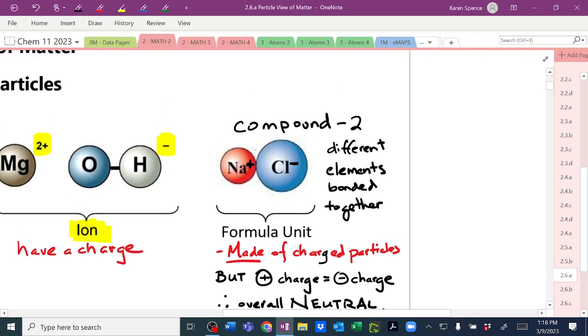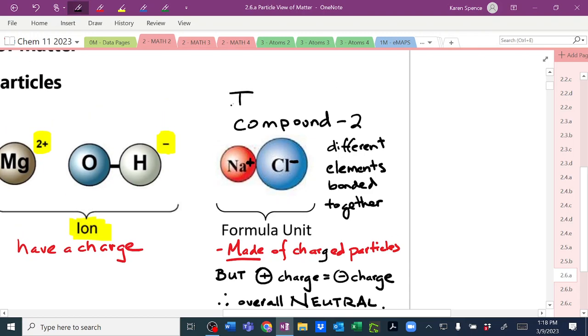And we know that it is an ionic compound for two reasons. Pardon me? No, I think you're right. One is a metal and one is a non-metal. So we know that it is an ionic compound because we have a metal plus a non-metal.